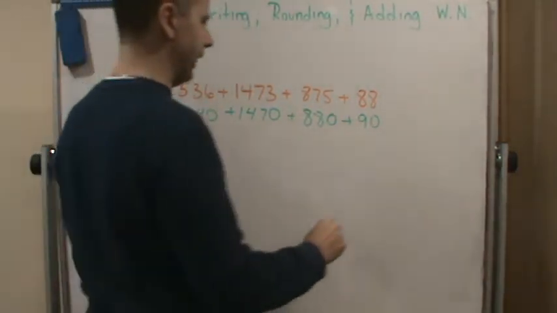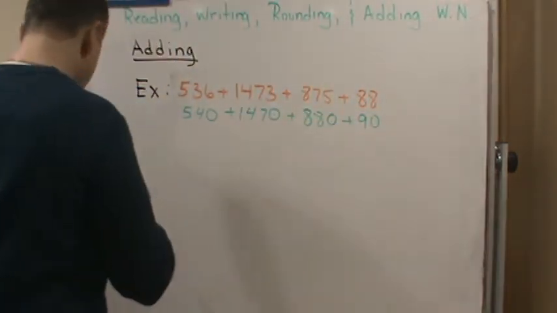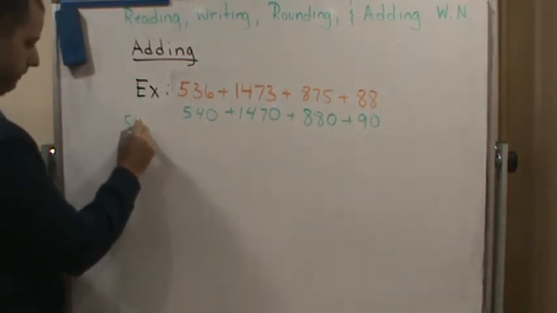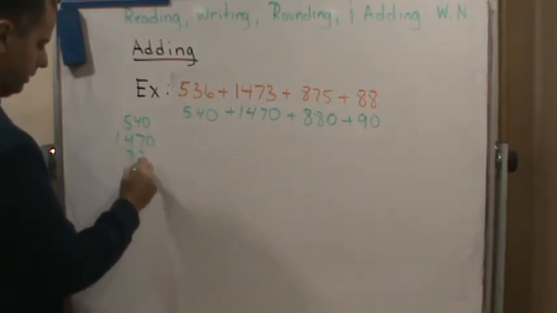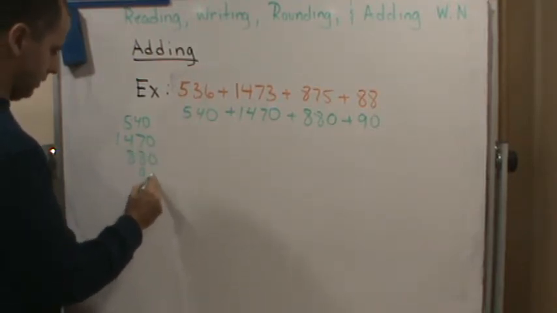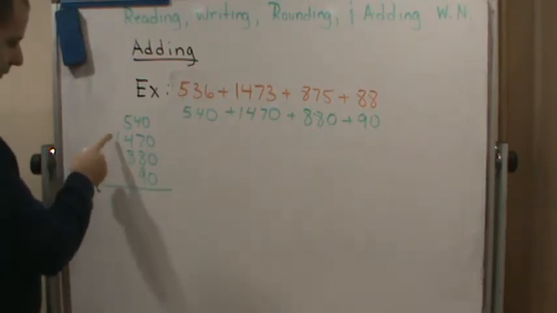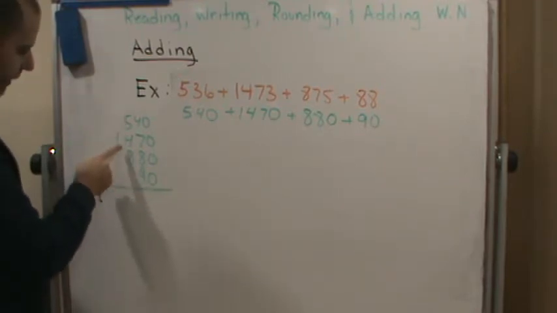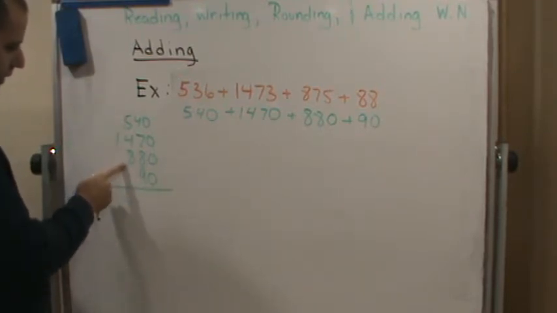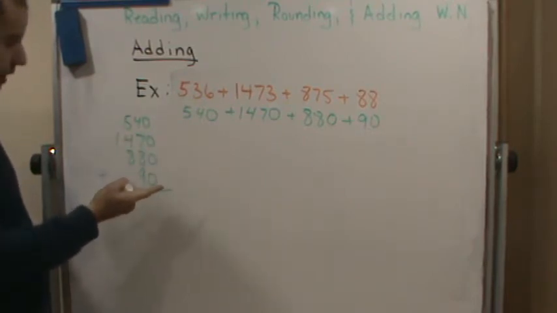Okay, so now if we add these, again, we can add these vertically. Let me do it this way. So 540, 1470, 880, and 90. Right? Now, I could do these left to right, right? So I've got 1,000, and then if I add these together, I get 17 hundreds, but it's 1,700. So 1,700 plus 1,000 is 2,700.